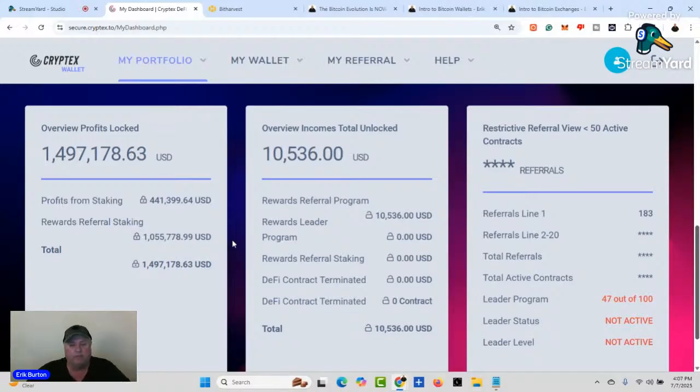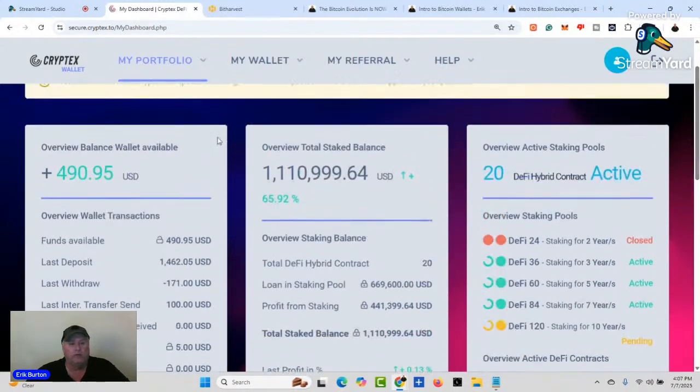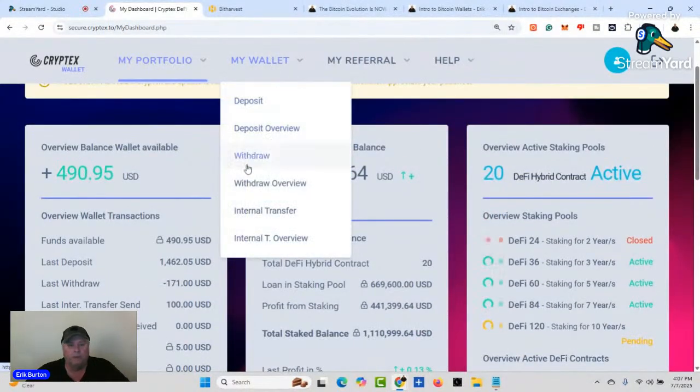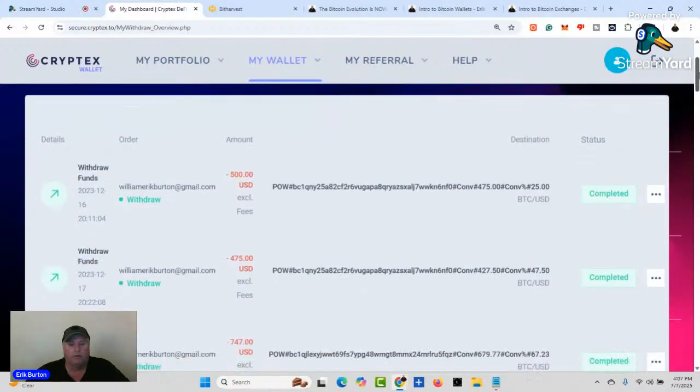And this staking platform has been here since 2016. They've been online since 2018, and they still continue to roll and also to send withdrawals. Okay. You'll see in my withdrawal overall here that they're pretty consistent on doing that.